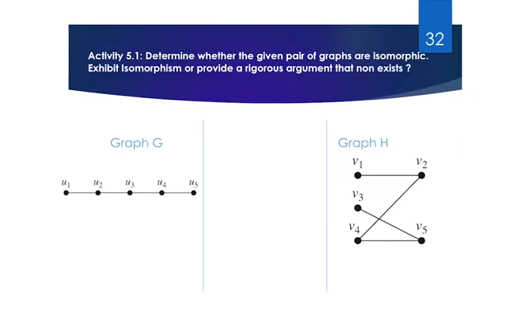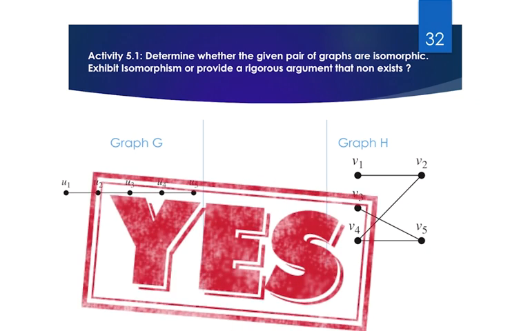Now you can do this simple activity to judge whether graph G and graph H are isomorphic. You will notice both have the same number of vertices, both have the same number of edges, so we can simply say yes, they are isomorphic.